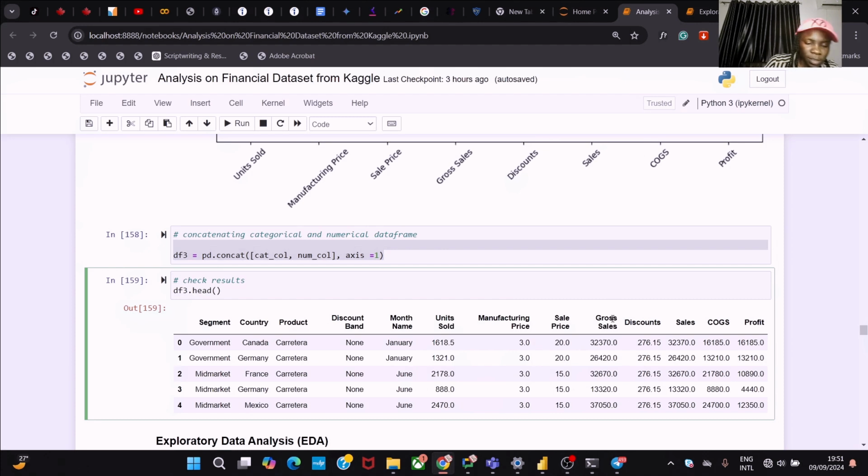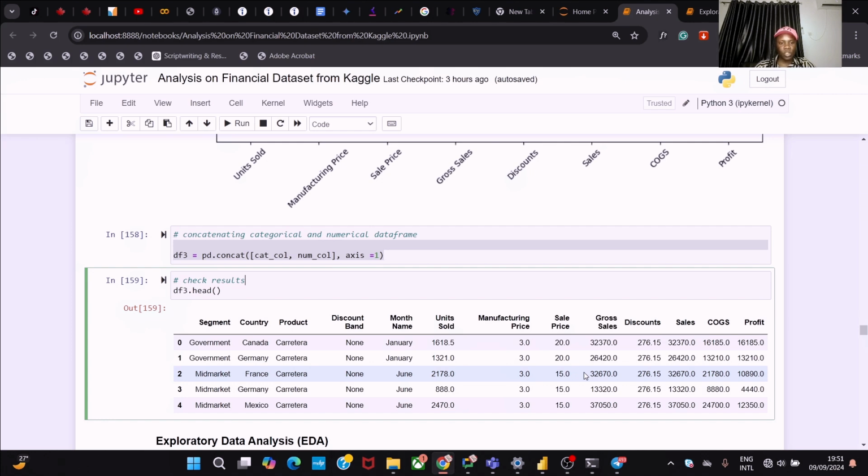Hello everyone, welcome to the fourth phase of the project building. In this particular phase, we are going to be looking at exploratory data analysis. Exploratory data analysis is the phase where we actually draw insight from our data sets.